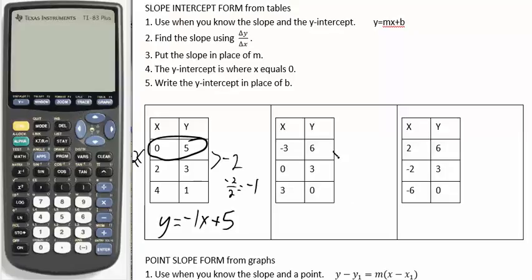All right, so 6 to get to 3 is down 3. Negative 3 to 0 is up 3. So our slope is negative 3 over 3, which is negative 1. So y equals negative 1x. And then our y-intercept is when x, not y, which it wouldn't have mattered in this case, but when x is equal to 0, that's our y-intercept. So we have plus 3.